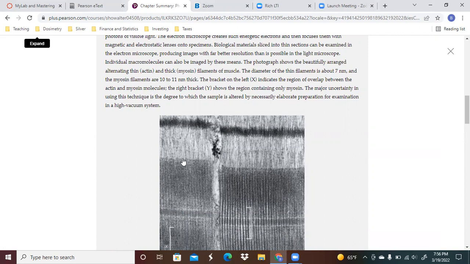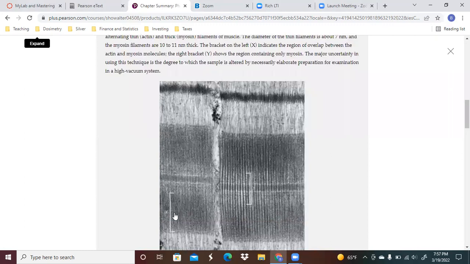The photograph shows a beautifully arranged alternating thin and thick filaments of muscle. The diameter of the thin filaments is about 7 nanometers, and the myosin filaments are 10 to 11 nanometers thick. The bracket on the left indicates the region of overlap between the actin and myosin molecules. The right bracket shows the region containing only myosin. In other words, these areas.